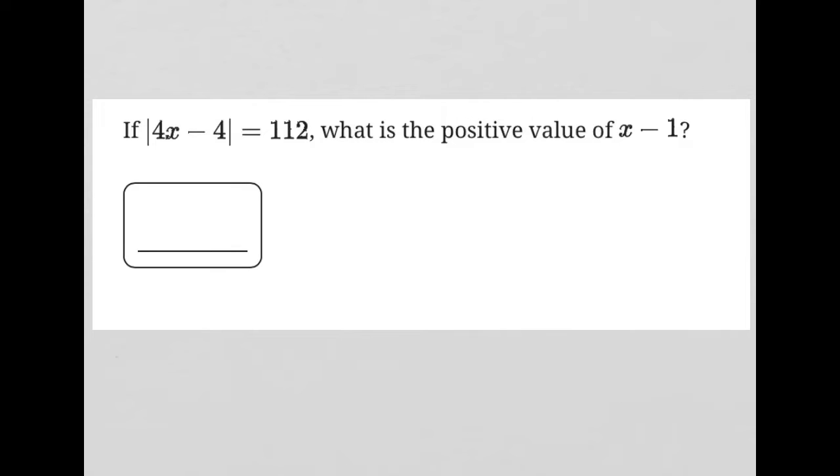So this question says if the absolute value of 4x minus 4 equals 112, what is the positive value of x minus 1? So I am going to straight away just treat this like a simplify question. I'm going to take this absolute value equation and I'm going to simplify it.